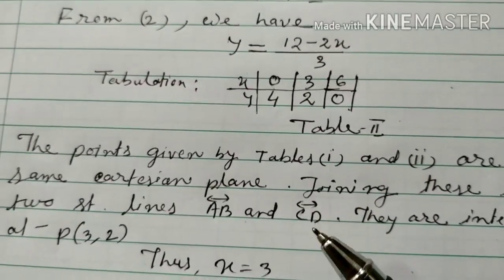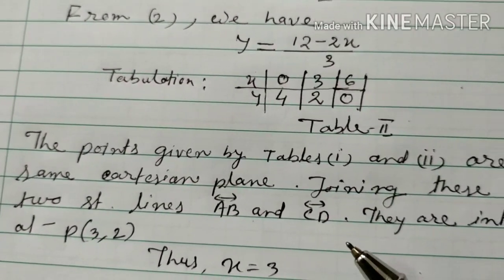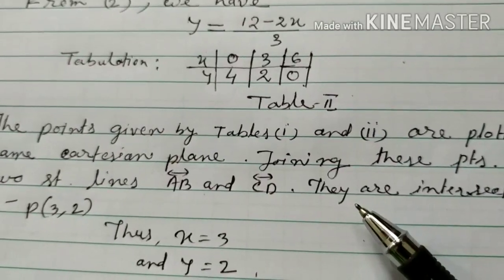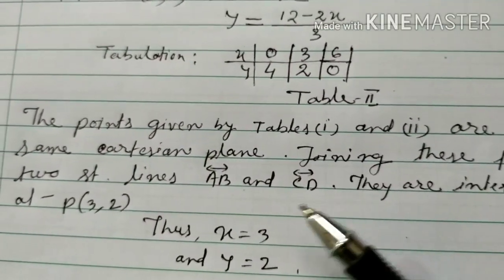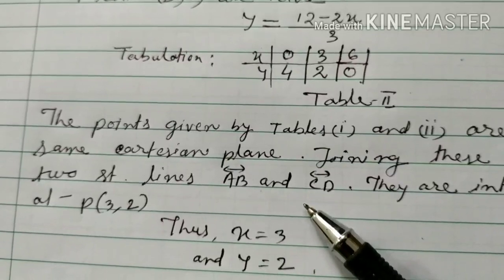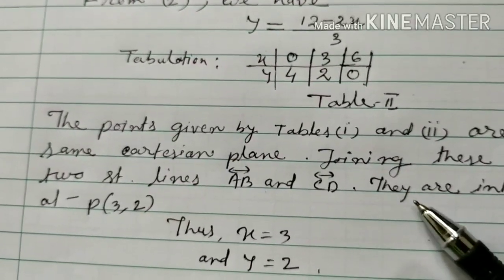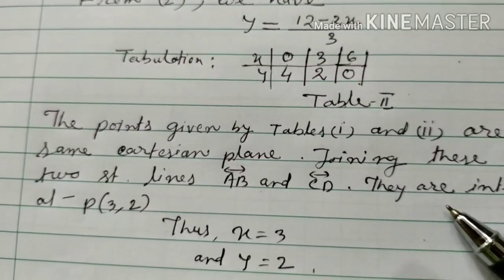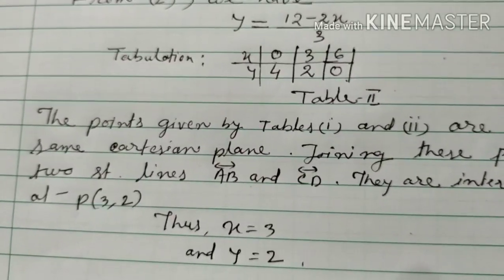They coincide with one another, so the system of equations has many solutions. The given pair of equations has many solutions.